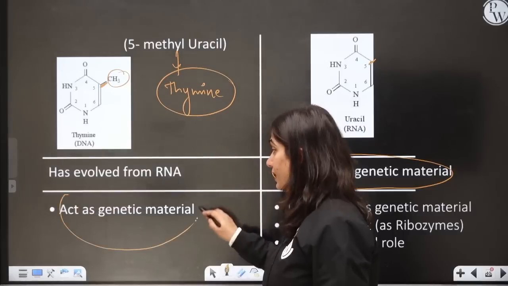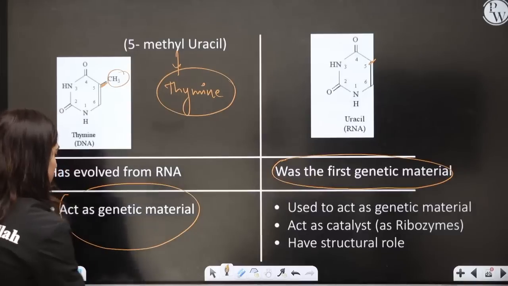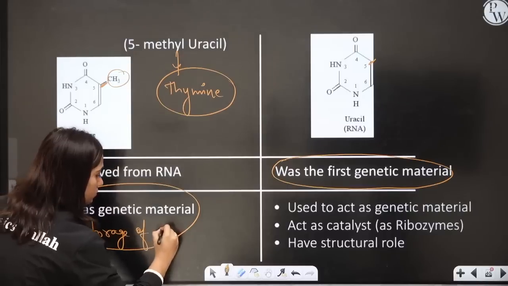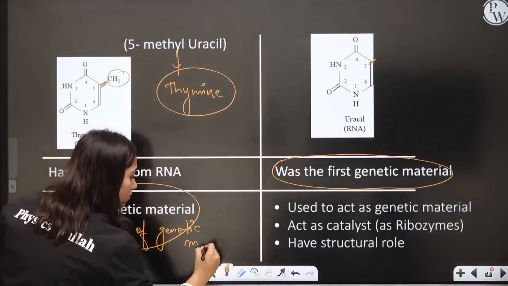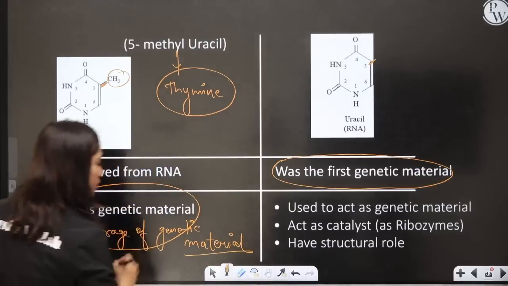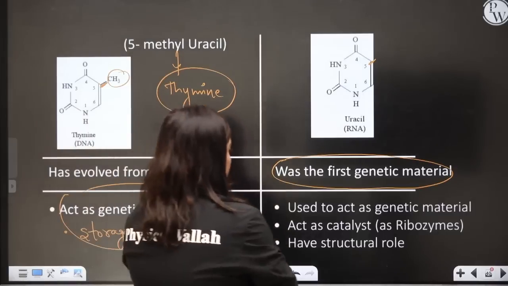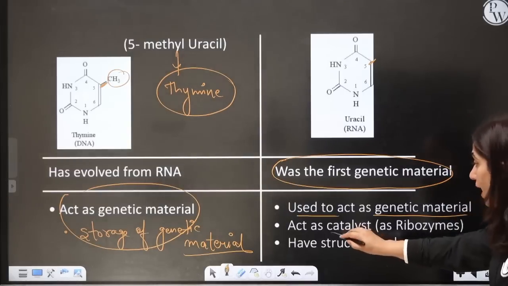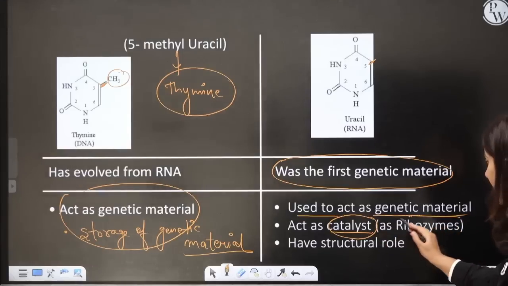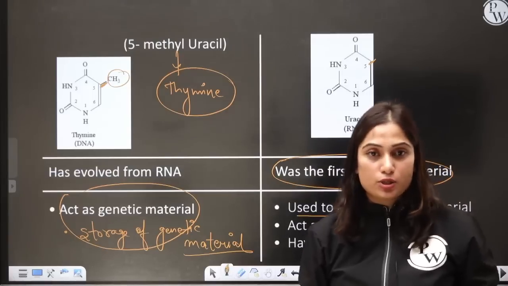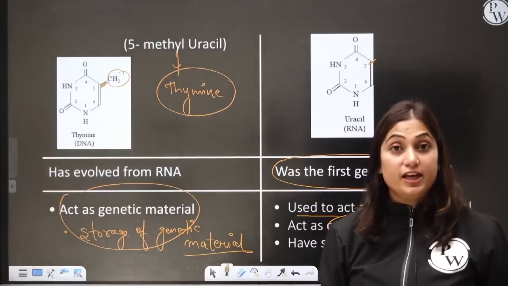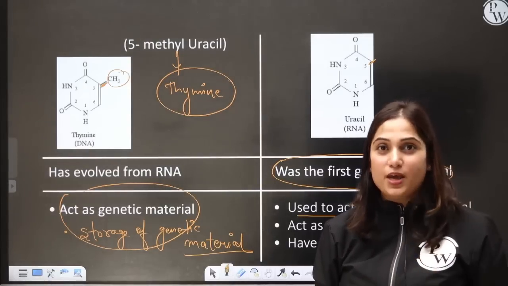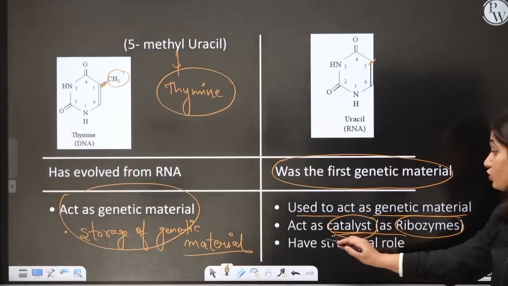DNA can only act as genetic material and is responsible for the storage of genetic information. But RNA used to act as genetic material, and now it also acts as a catalyst. Catalyst means it also acts as an enzyme. There are certain ribozymes which we will deal with later in this chapter. Peptidyl transferase is a type of ribozyme where rRNA behaves as a ribozyme. So RNA can also behave as an enzyme.